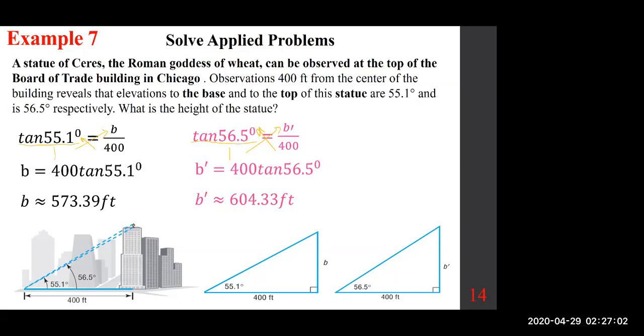So what is the height of the statue? It would be the difference between the two heights. So you subtract B from B prime, and you get to the answer, about 30.94, about 31 feet. Sounds good? Everybody okay with that? Is there a question, class? So I hope this is very straightforward.